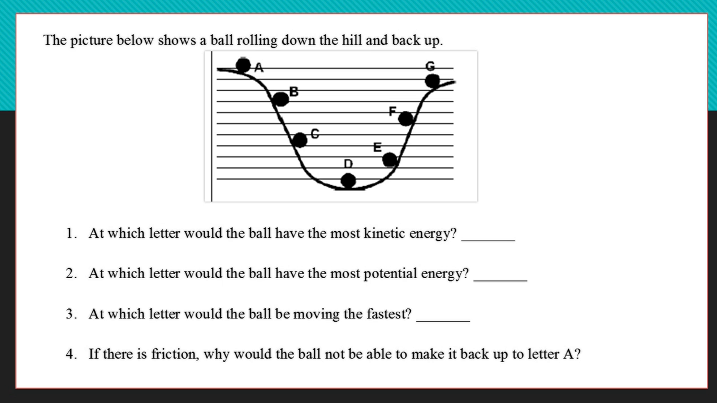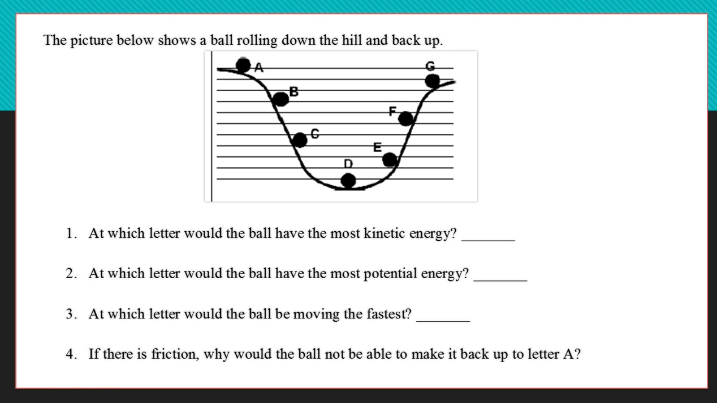So I want to just take a minute, look at this, and see what you can do with this. At which letter would the ball have the most kinetic energy? At which letter would the ball have the most potential energy? At which letter would the ball be moving the fastest? And if there's friction, why would the ball not be able to make it back up to letter A?